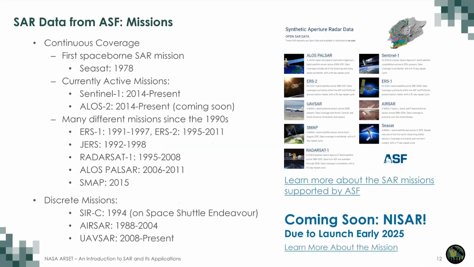We also support quite a range of historic missions starting from the 1990s onwards. There's a lot of data in our archive, again, with different wavelengths and different sensor configurations, so a lot to choose from. We also support a number of discrete missions, including the shuttle-borne missions and the airborne missions. For the airborne missions, because they're so much closer to the Earth, the footprint tends to be a lot smaller, and so these missions are usually for fairly targeted projects, specific events, or particular areas of interest. You can learn more about all of the SAR missions that ASF supports on our website, including the NISAR mission, which is coming up soon, and I'll be talking about that a little bit more later.